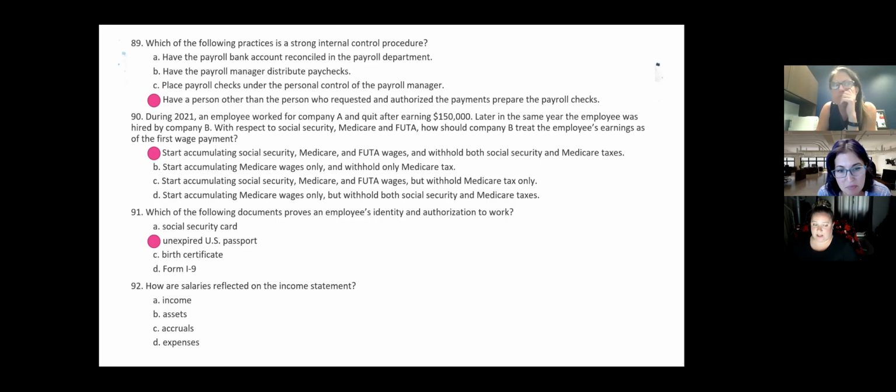How are salaries reflected on the income statement? They are expenses. Good job. Salaries are an expense to the company.